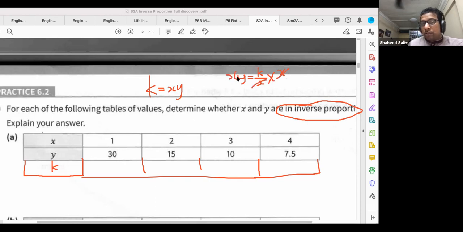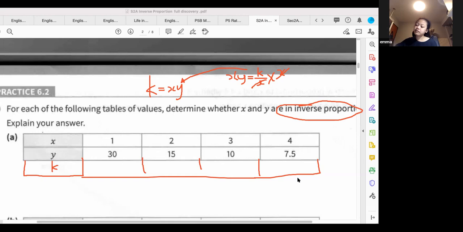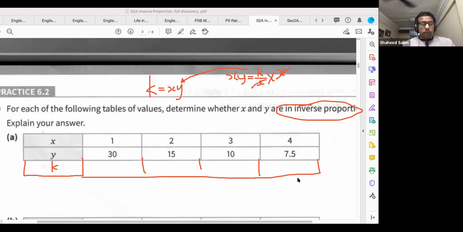You get it right, but you must also times on the right hand side. So can you see this is the same? Can you times them and see whether the value is the same all the way through? Is it true? What's your value for K? 30. So if it's 30 all the way through, that means it is inversely proportional. Okay, we try the next one.